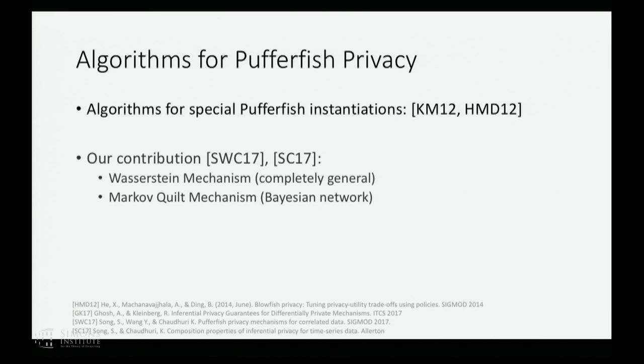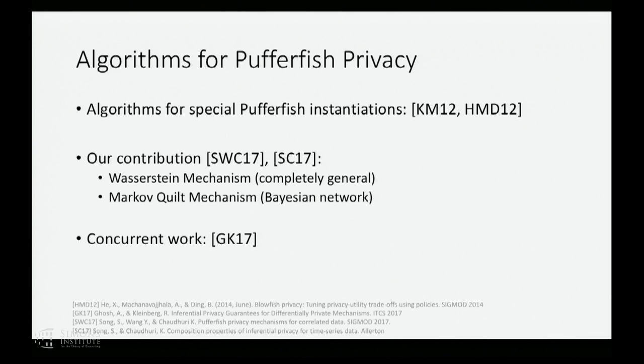So in our work, we proposed two mechanisms. The first is called the Wasserstein mechanism, which is completely general, working for any pufferfish framework. And the second is a more efficient algorithm called the Markov Quilt mechanism, which works for the case when data correlation is captured by a Bayesian network. And I would also like to mention there was a concurrent work, and we're going to compare with this in our experimental part.